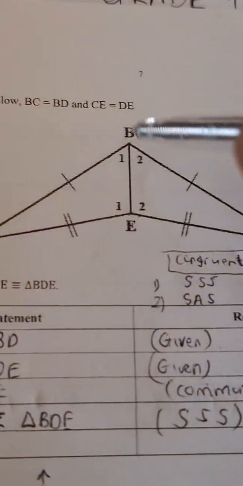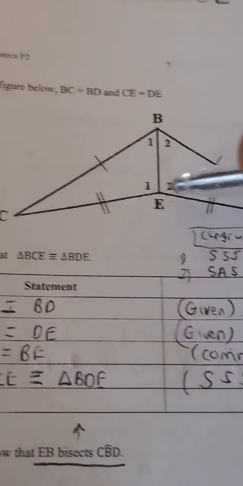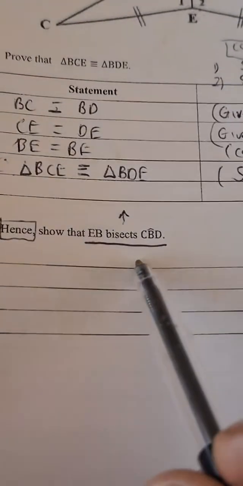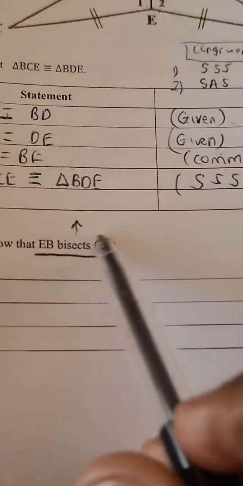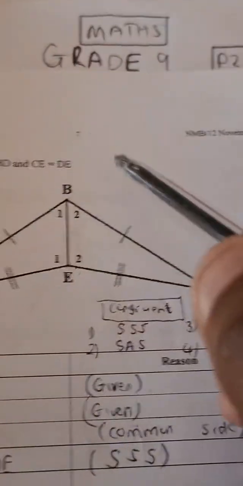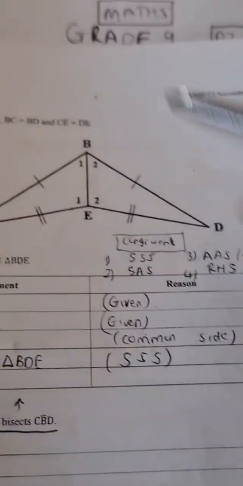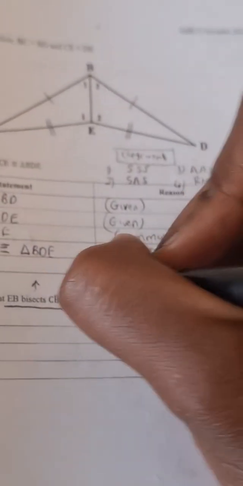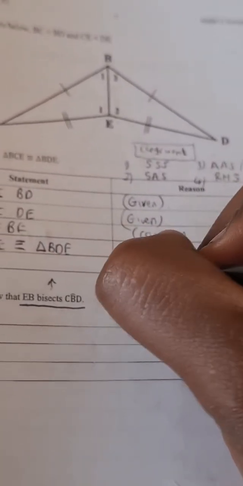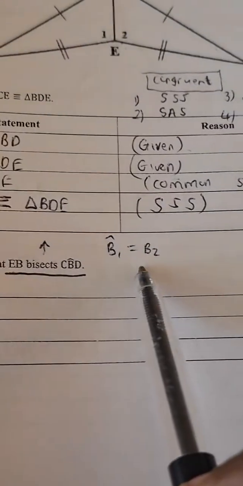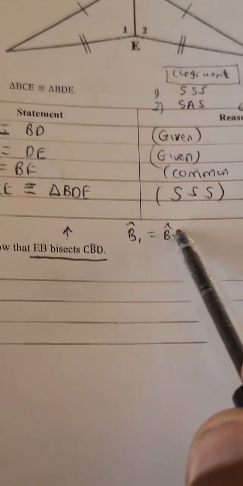All right. So what they are saying is, prove that EB bisects what? The angle. What angle? The angle CBD. So in other words, I must prove that angle B1 is equal to angle B2. Is there a way for me to prove that angle B1 is equal to angle B2?